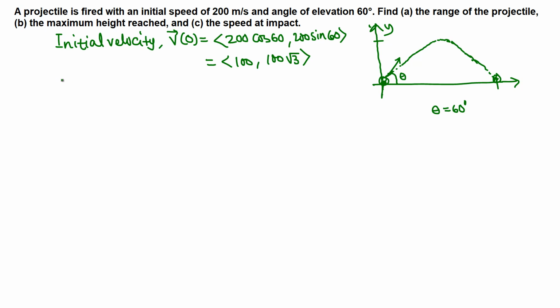For these problems, we always start with the acceleration, because we know that part. We are neglecting the air resistance, but we have acceleration due to gravity, that's 9.8 meters per second squared. It's acting downward, so there is no horizontal component, just the vertical component, negative, in the j direction. In terms of components, that is 0 comma negative 9.8.